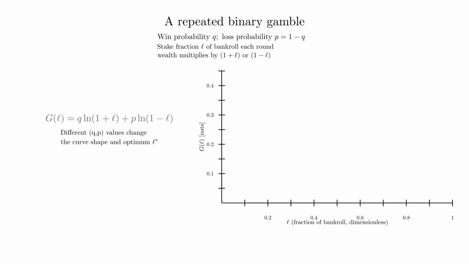So we'll study a repeated binary gamble. Each round, you stake a fraction, L, of your bankroll. On a win, your bankroll multiplies by 1 plus L. On a loss, by 1 minus L. We'll denote the win probability by Q and the loss probability by P, 1 minus Q.